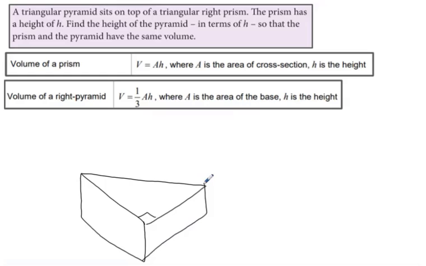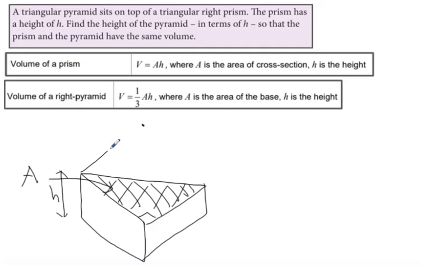So there's our prism. The triangle is going to have some kind of cross-sectional area A. Remember, that goes all the way through the shape, so we'll just say that's got an area of A, and we have been told that the height is h. Then we've got this pyramid sitting on top of it, so it goes up to a point, probably somewhere here, and all the sides go up to that point.